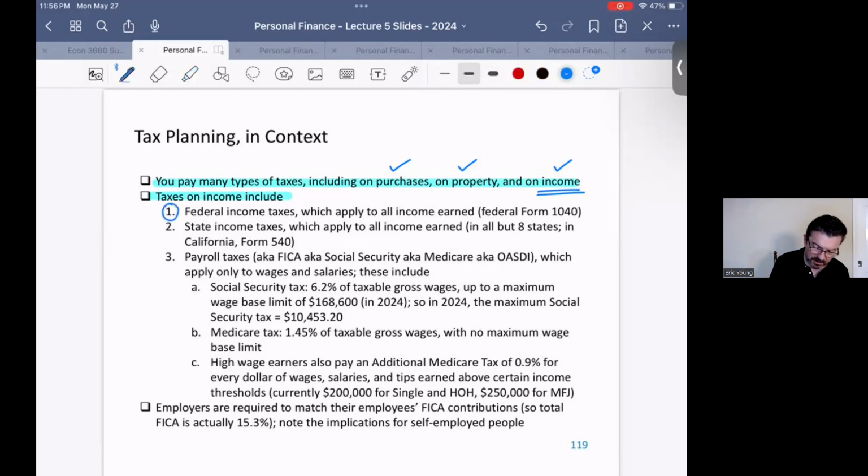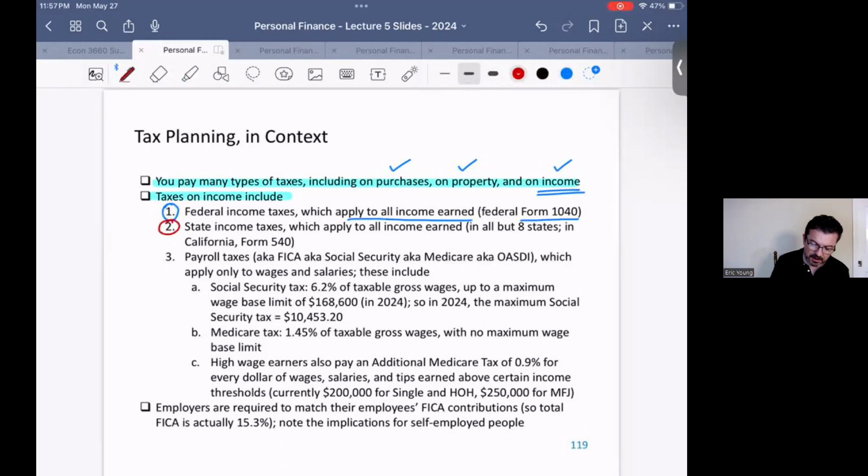Now, the first one that you'll all have to pay is federal income taxes. Federal income taxes, first of all, are filled out on Form 1040. And these are the taxes that are collected by the U.S. federal government. And it's important to note that these taxes are going to be applied to all the income that you earn. The source of the income doesn't matter. Now, there are a few minor exceptions, but the reality is at the U.S. federal level, all your income from all sources is going to be taxed. And that's going to be done on a Form 1040.